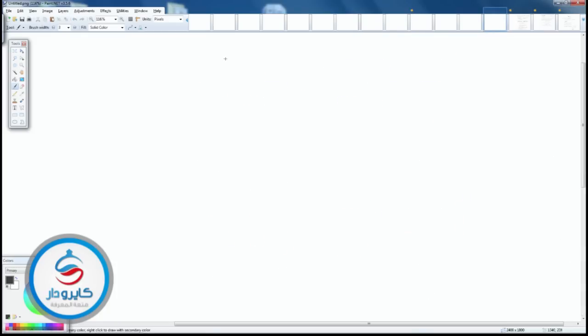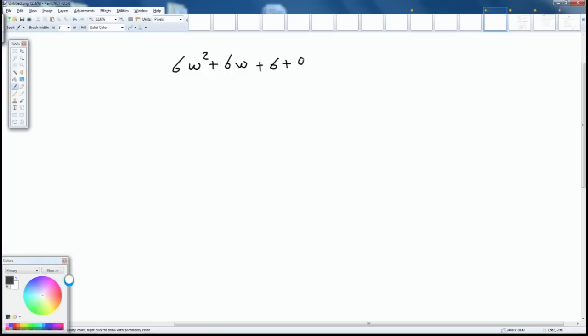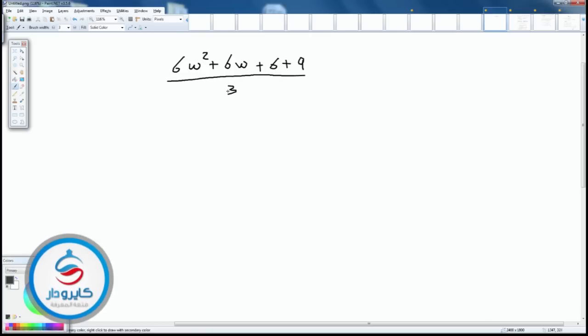Okay, let's simplify again. 6 omega square plus 6 omega. We have 15. We can make it 6 plus 9, and this is 3. Don't forget that 6 omega square plus 6 omega plus 6 equals 0. So we have 9 over 3, all to the power of 3, means 3 power of 3 equals 27, and this is the final answer, or the left hand side.